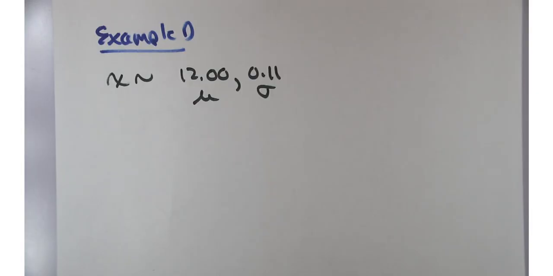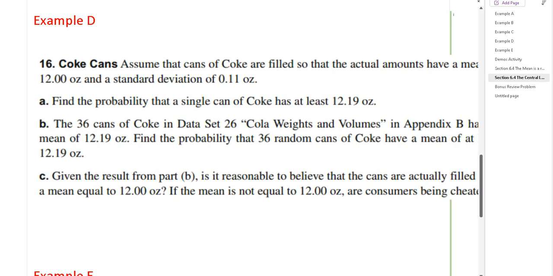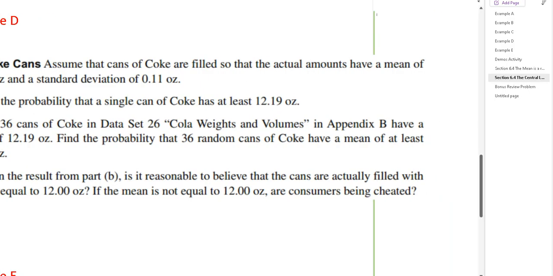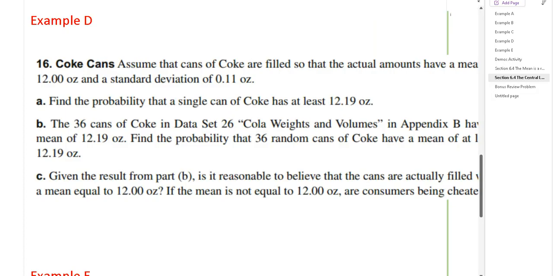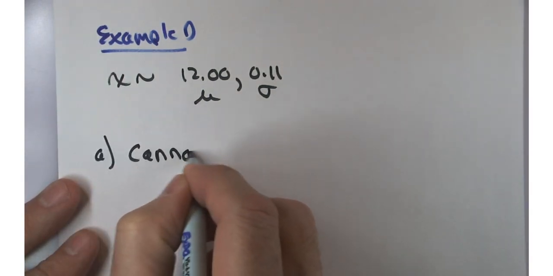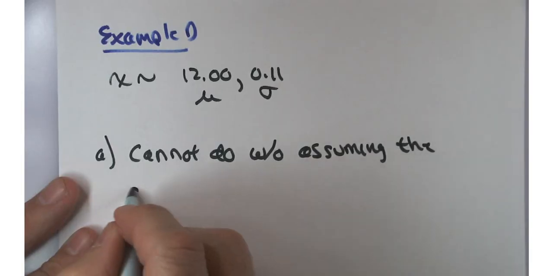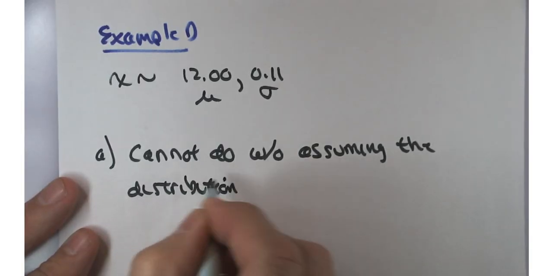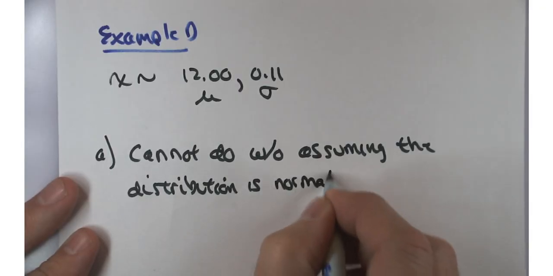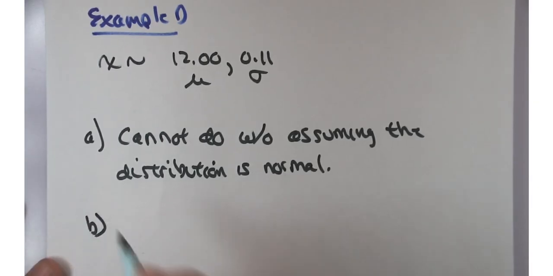Well, are we stuck? Well, they really haven't told us that the distribution is normal here, have they? In the first part, without that assumption, we can't do part A. Cannot do it without assuming the distribution is normal. Bummer. Well, maybe yes, maybe no. Depends on you. Maybe you're like, phew, cool, one less to do.